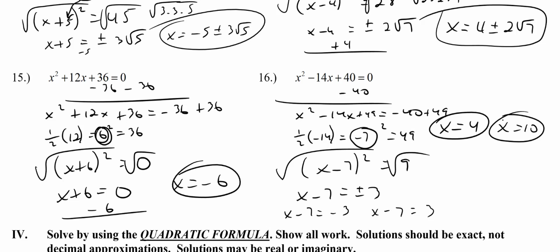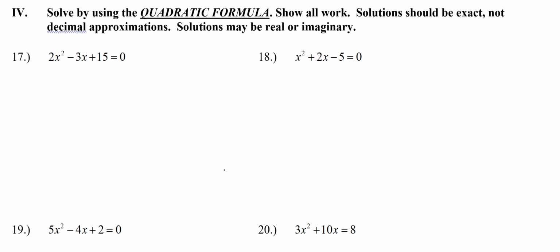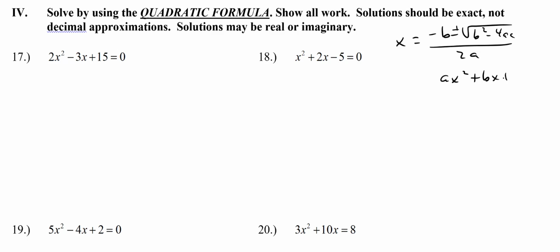Okay. All right, now we move on to the quadratic formula. You got to know that nice little friendly formula. I'm just going to write it in the corner here. X equals opposite of b, plus or minus the square root of b squared, minus 4 times a times c, all over 2 times a. Okay, and just remember, it's always ax squared plus bx plus c equals 0. It's got to be in that form.